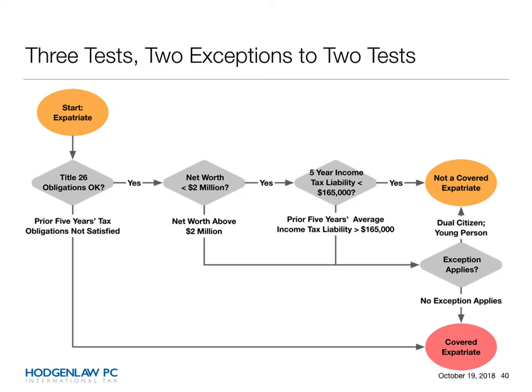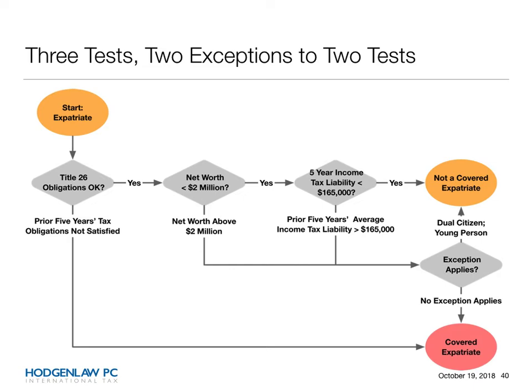Anyway, let's start. So if you look at the horizontal line with the 3 gray diamonds, those are the 3 tests that you have to pass in order to not be a covered expatriate. So the first diamond, Title 26, that's the certification test. The next one to the right, the net worth test, and the final one is the income tax liability test. So we start, and I've laid it out in a different sequence from the form because the knockout punch here is the certification test. If you fail the certification test, meaning your 5 prior years' tax obligations are not fully satisfied, you are an instant covered expatriate.